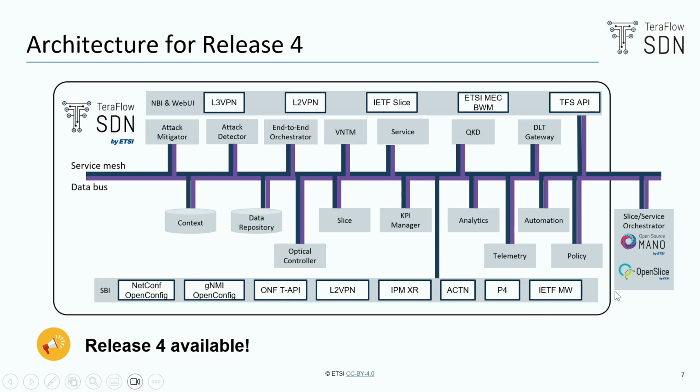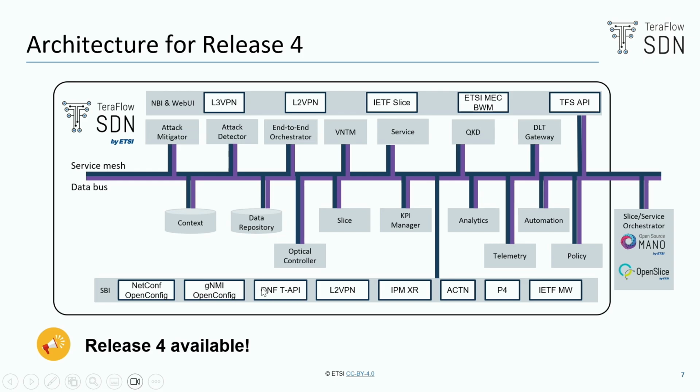Then at the southbound, you can see the different network equipment that we are able to control, which is many. For example, we are able to control IP routers, white boxes, all through the OpenConfig models, via NETCONF protocol or via gNMI protocol. Today we will learn a lot more about this.